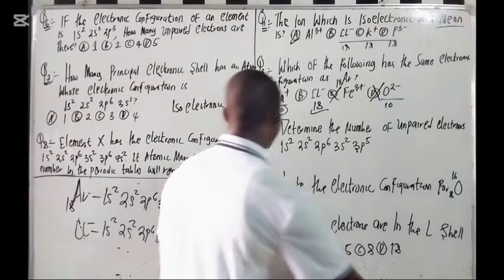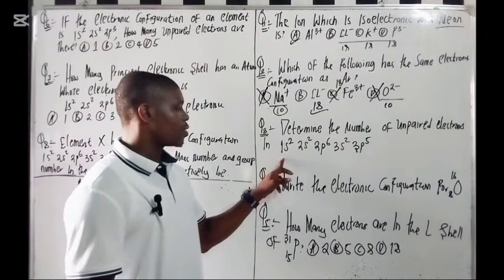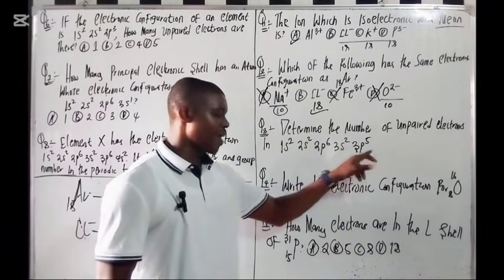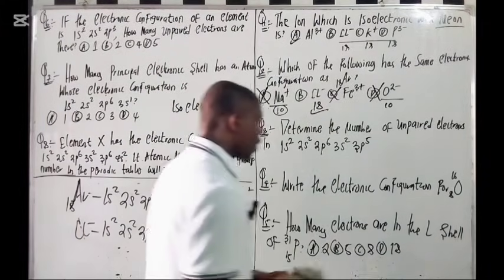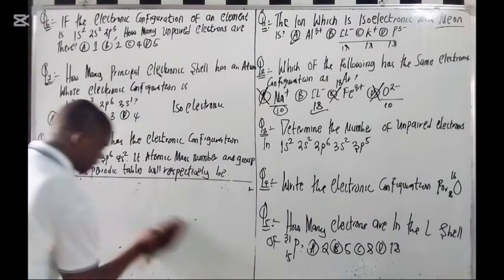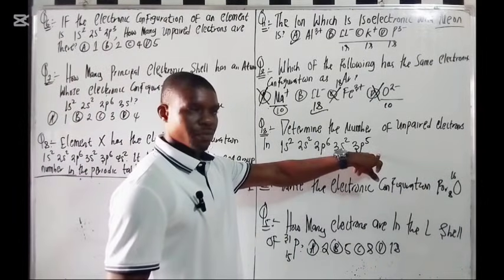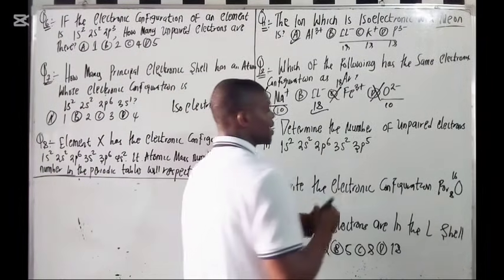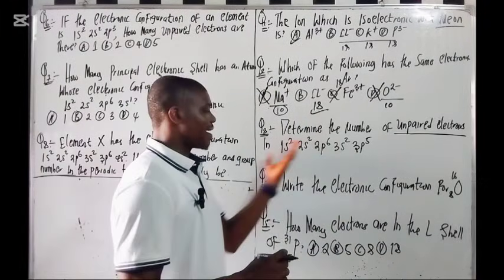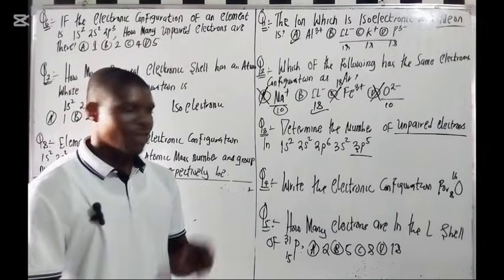Look at the third question here. Determine the number of unpaired electrons in 1s2, 2s2, 2p6, 3s2, 3p5. Good. Now, after you have written your electron configuration, there's one thing you need to understand here. If they immediately say unpaired electrons, you ignore the rest. You look at the last one. The last one is 3p5.